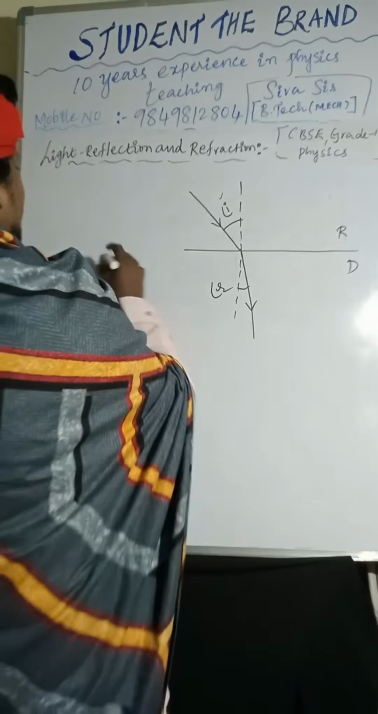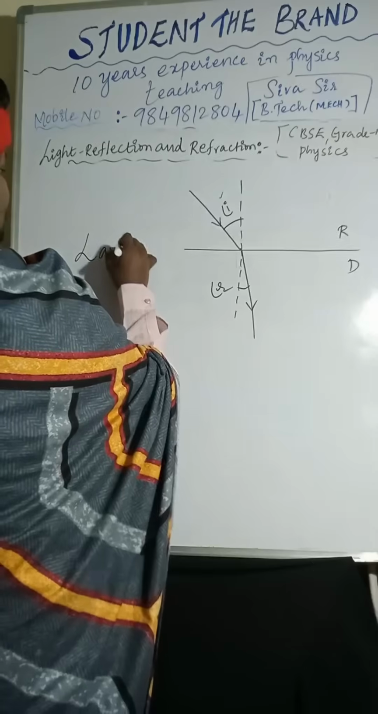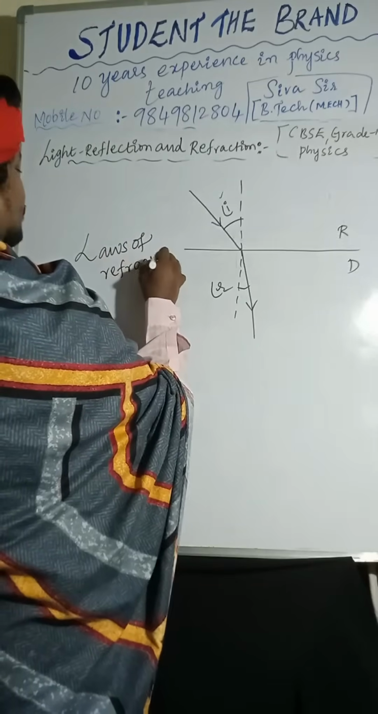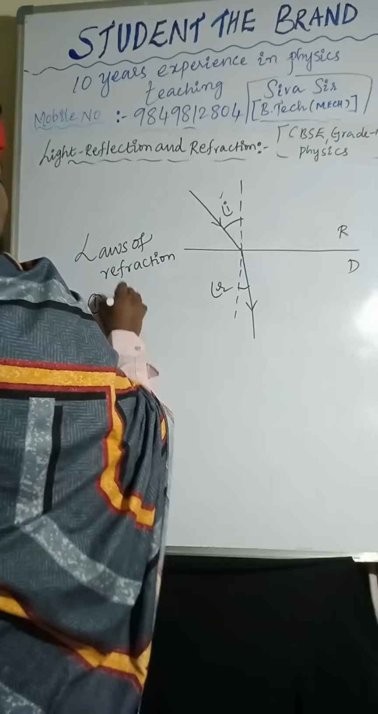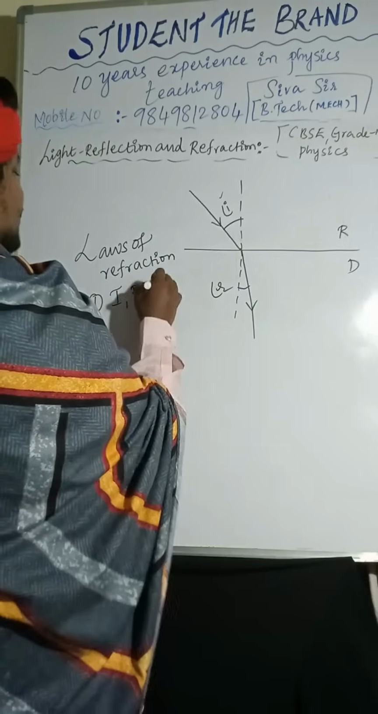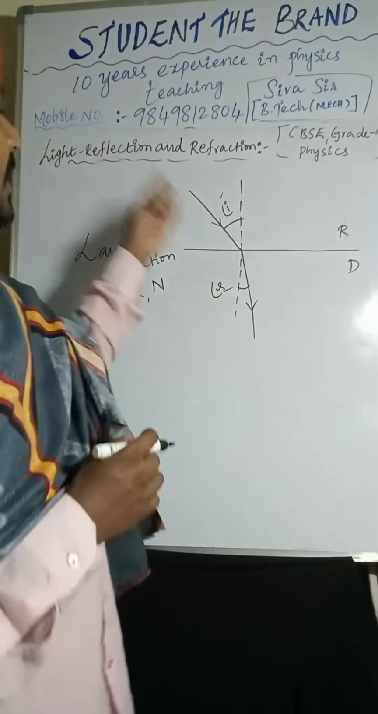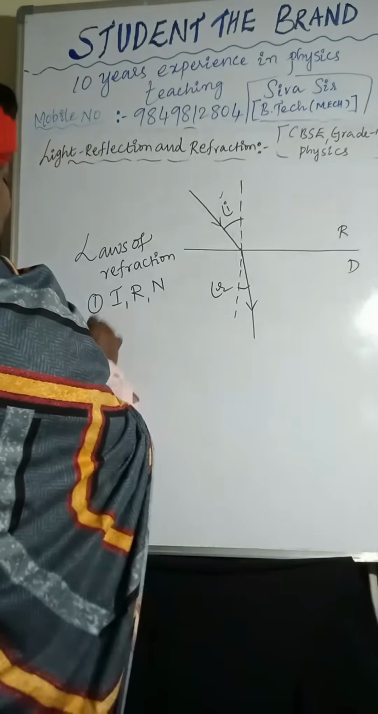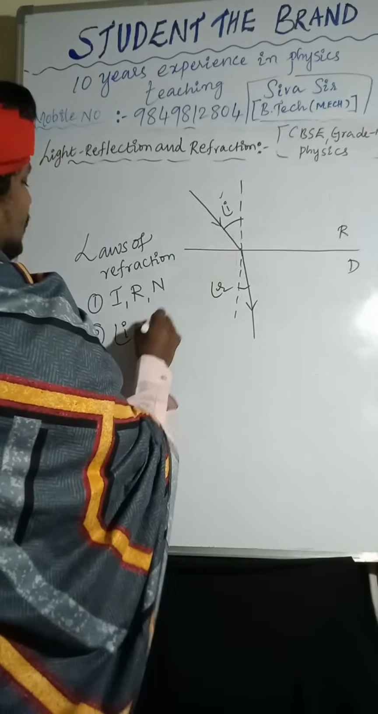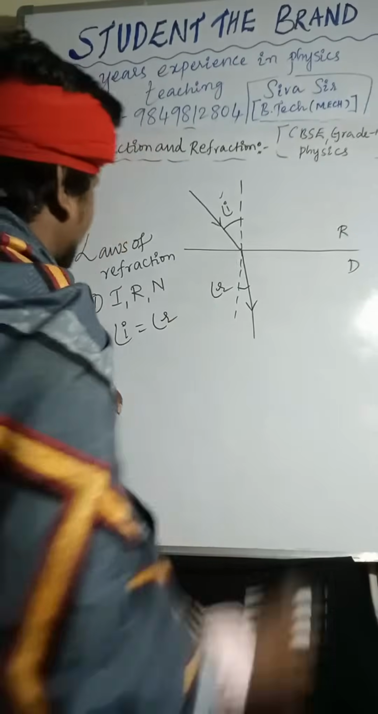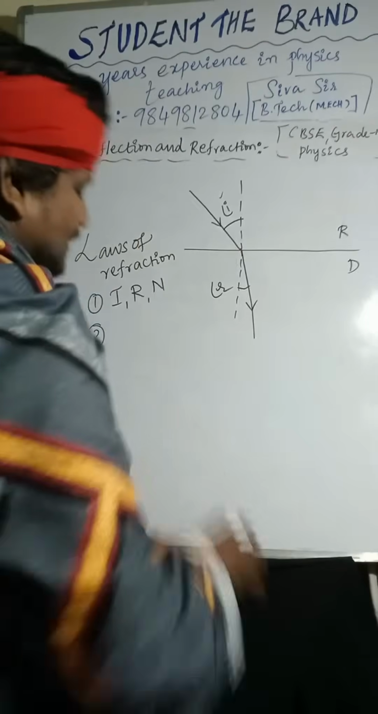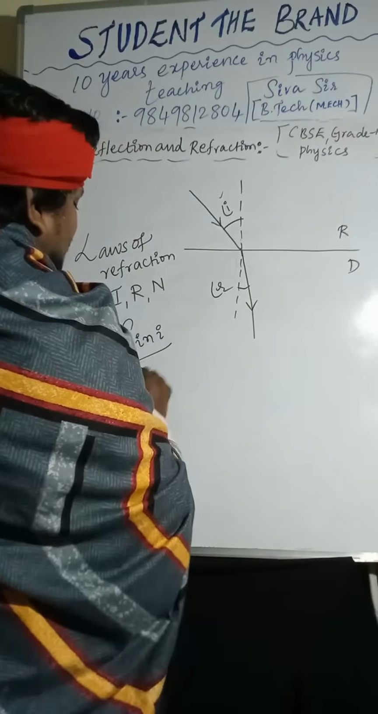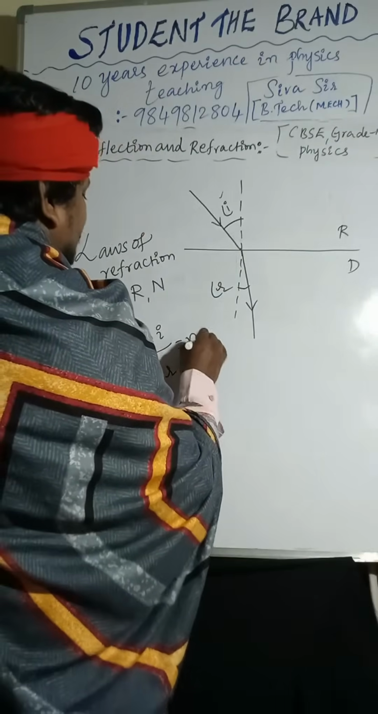Now we can see the laws of refraction. First one: the incident ray, refracted ray and normal line lie in the same plane. Second one: the ratio of the sine of the angle of incidence to the sine of the angle of refraction is equal to a constant. Sorry, the angle of incidence equal to angle of reflection is the law of reflection.